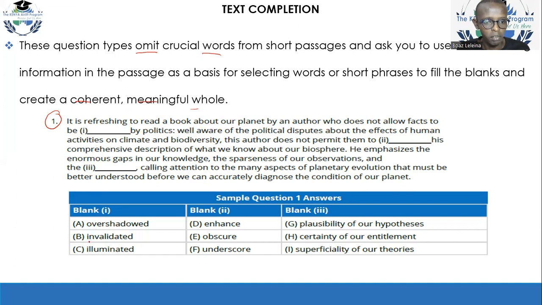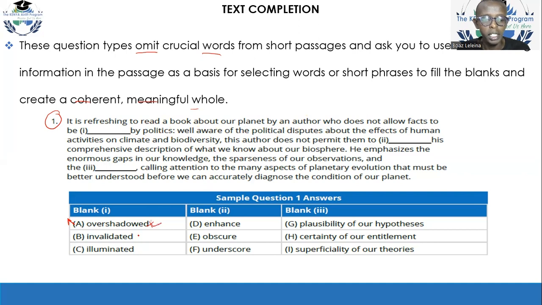Let's look at the options that we have for blank 1. We have overshadowed, invalidated, illuminated. Overshadowed here means to make one thing more important than the other so that it cannot be seen. It's like creating a shadow over it. Maybe you could use an example like, his competitive nature overshadowed his friendliness. So overshadowed here could be an option, meaning he did not allow politics to overshadow his opinion. This could be an option.